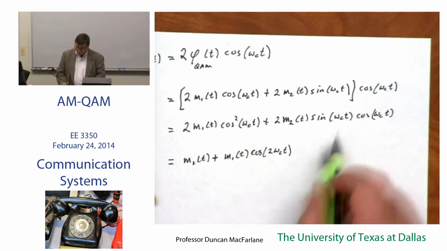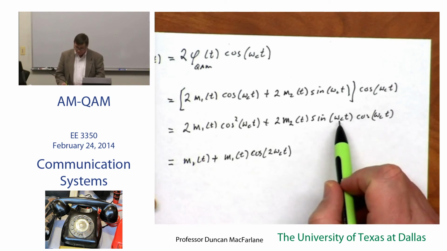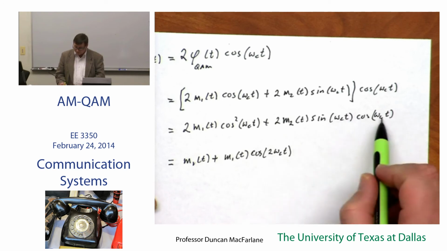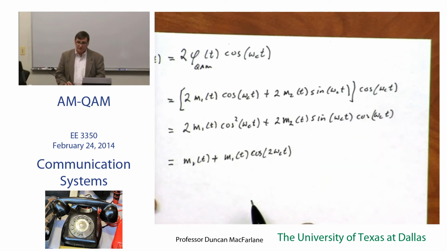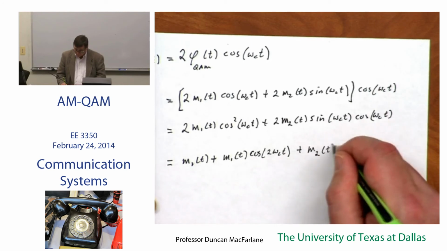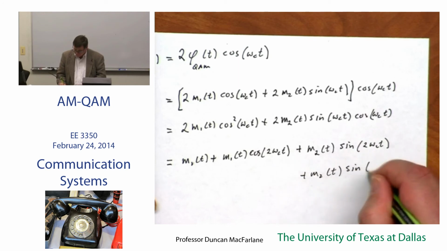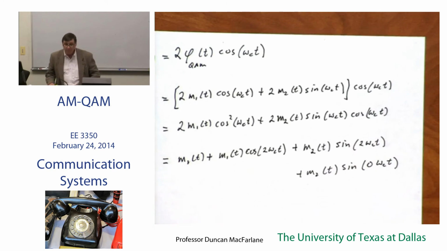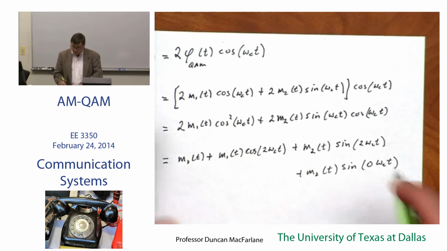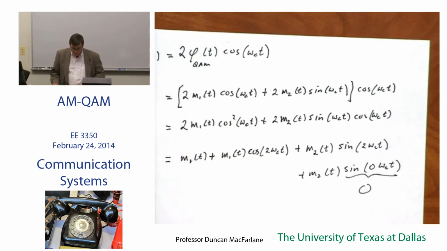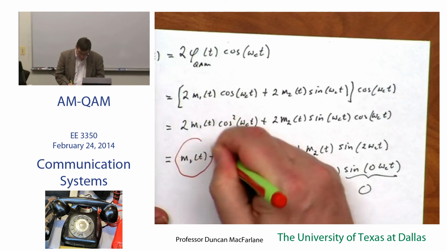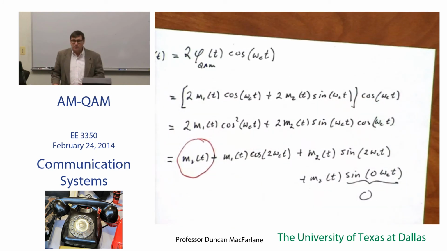And then this sine times cosine gives you a sine of omega c plus omega c and a sine of omega c minus omega c. So this term here gives you an m2 of t times the sine of twice omega c t plus m2 of t times the sine of 0 times omega c t. The sine of 0 is 0, right? Now, we have 3 terms. Which is the term we want? Any of them? That's right. There's my message signal, and that's what needs to come out of my demodulator.